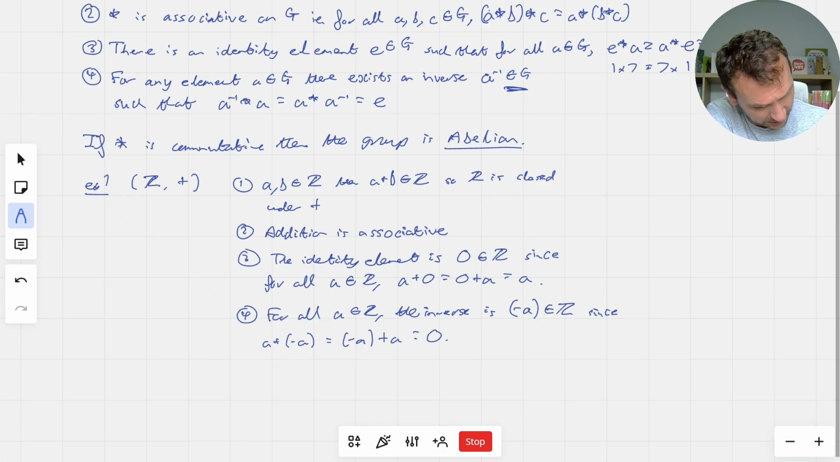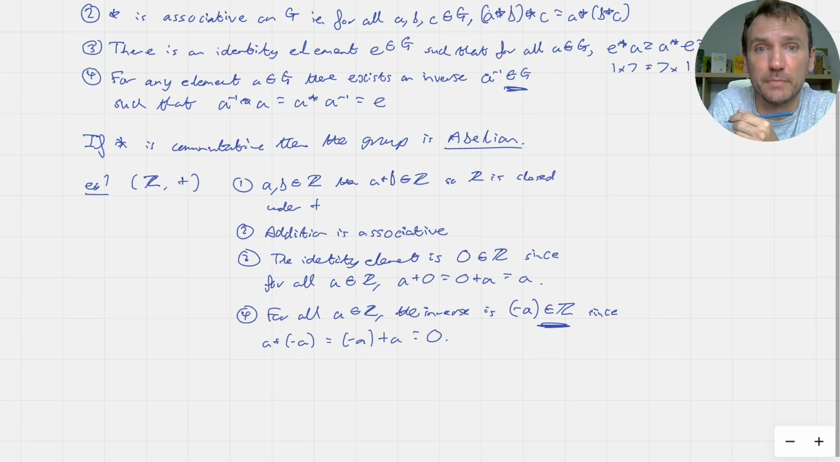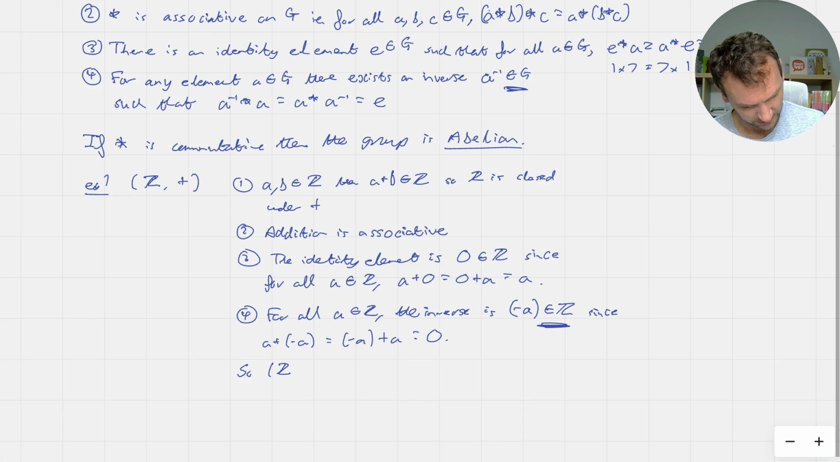Now, a key thing which can easily be missed here is making sure you state your inverses are in the group and checking your inverses are in the group. That's often one that you can forget to consider and will catch people out. So all of those four things are satisfied, so we can state that Z over addition is a group. And that's the way you'd present that, and that's the way you'd write that.